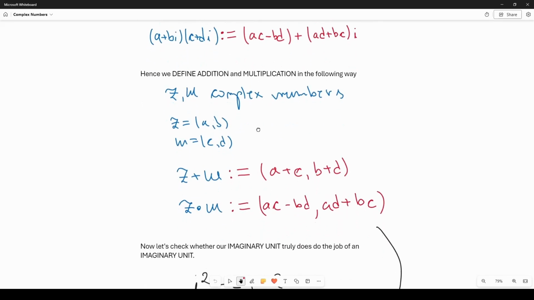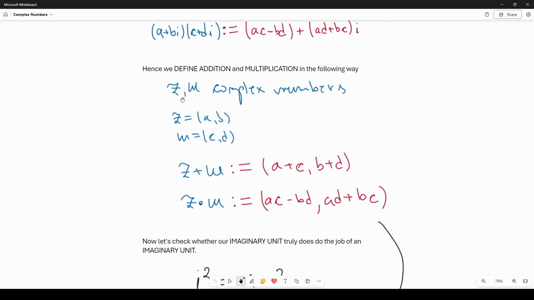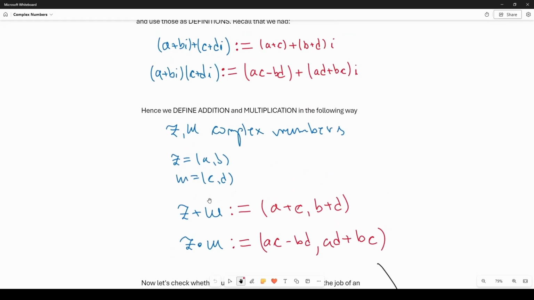So we take two complex numbers, Z and W, which are the following ordered pairs, and we define Z plus W to be equal to this ordered pair, using this as our inspiration, and Z times W to be equal to this ordered pair, using this previous definition as inspiration.